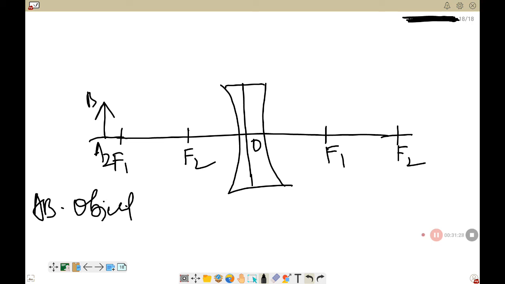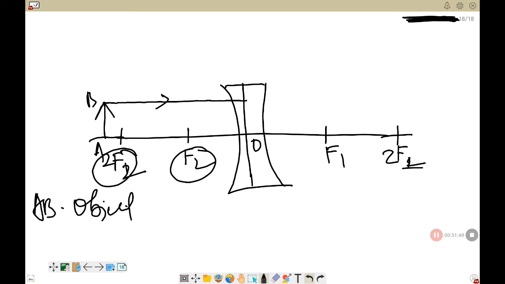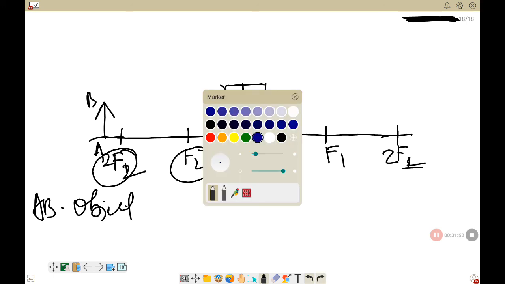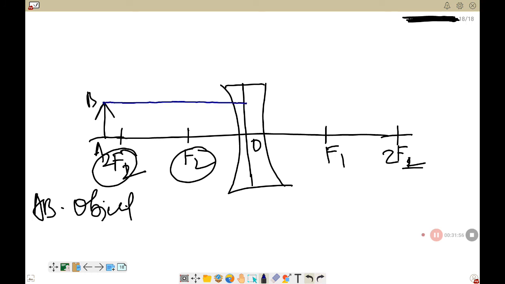Wherever you keep the object in front of the concave lens, whether beyond 2F2 as I have kept here, or on 2F2, or on F2, or between, wherever you keep it, you see the first ray which you are taking is parallel to the principal axis. Let me change the colors to make you understand. A ray which is parallel to the principal axis will appear to diverge from the second focus.